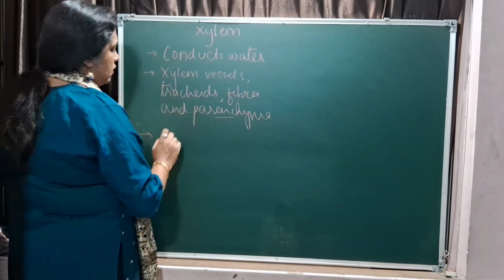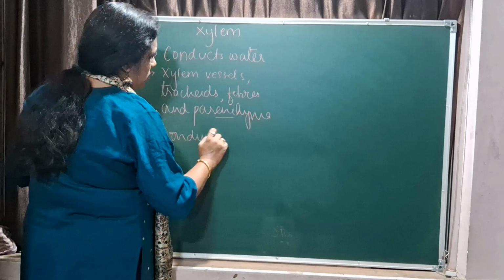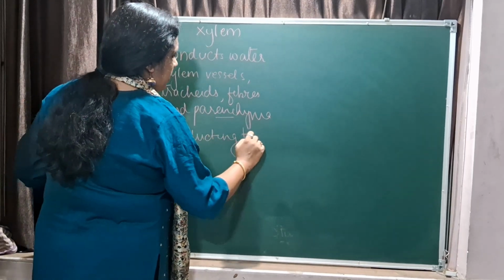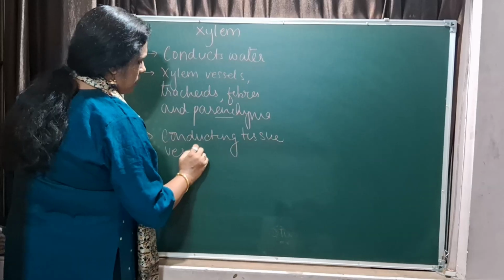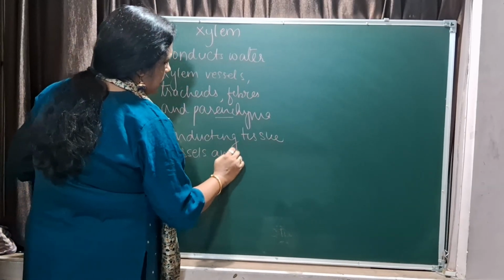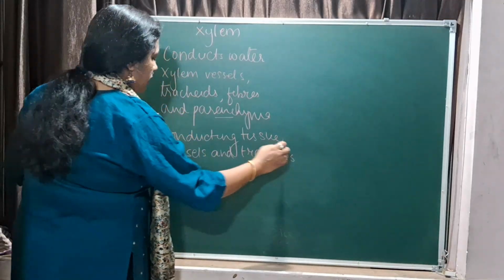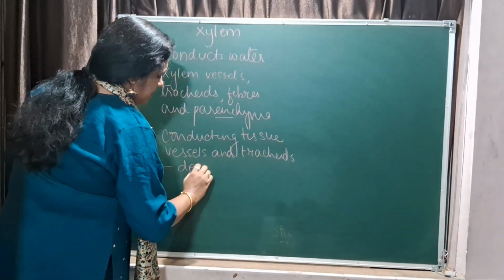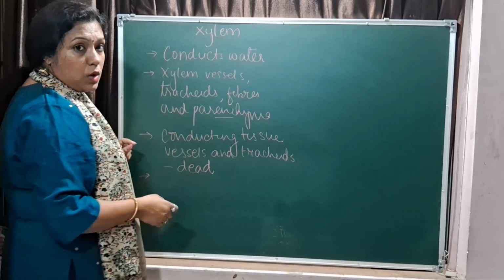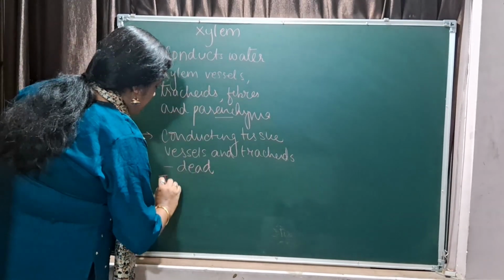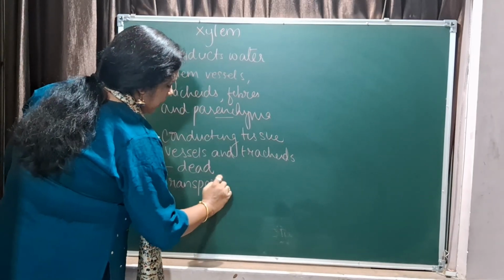Then if you say the conducting tissue of xylem, that is vessels and tracheids, they are dead. They are dead cells. Okay. The flow of water, that is transportation, is unidirectional.